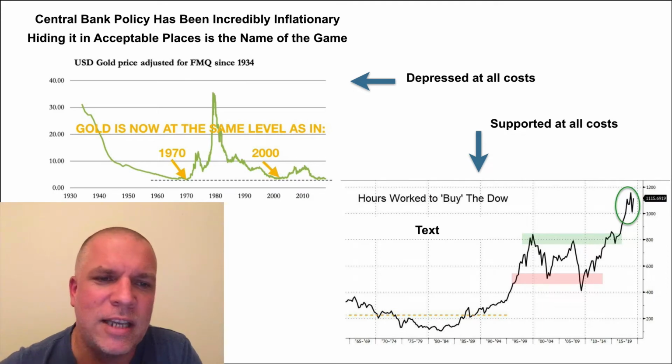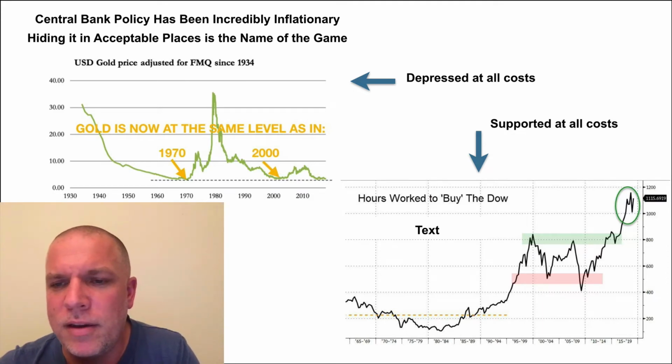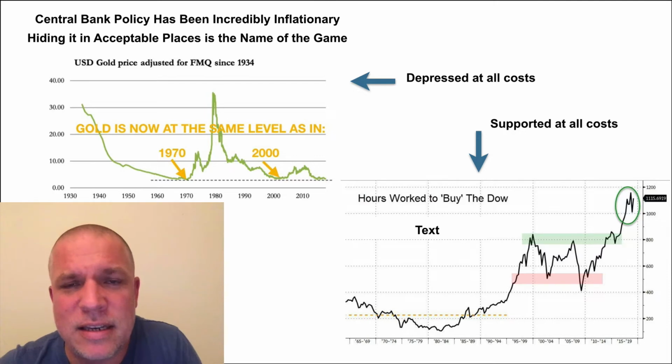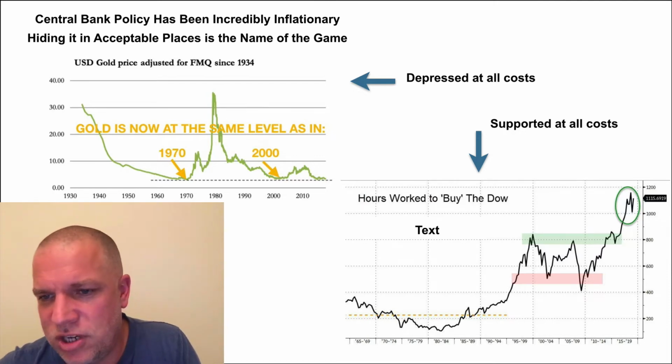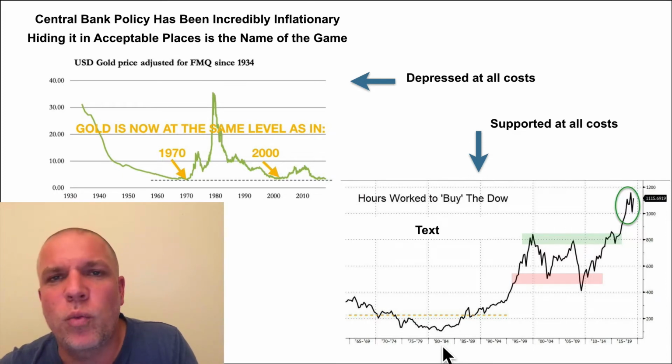It is in some. We touched on that in the previous video, but really it's hiding in asset prices. And this chart of the Dow here, I think, is an interesting way of expressing that. You see here, this is the Dow price in terms of hours worked to buy the Dow.